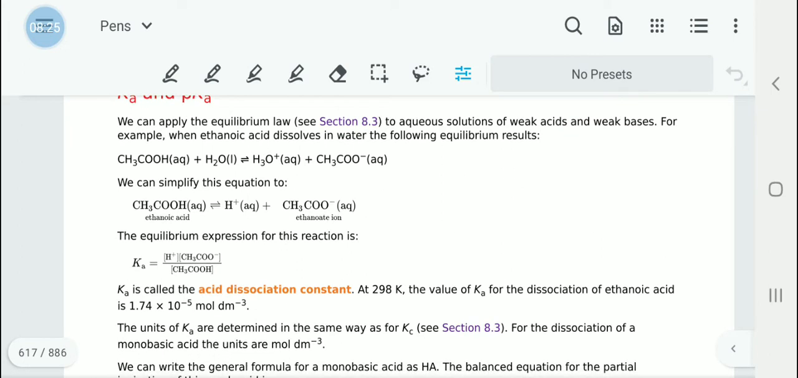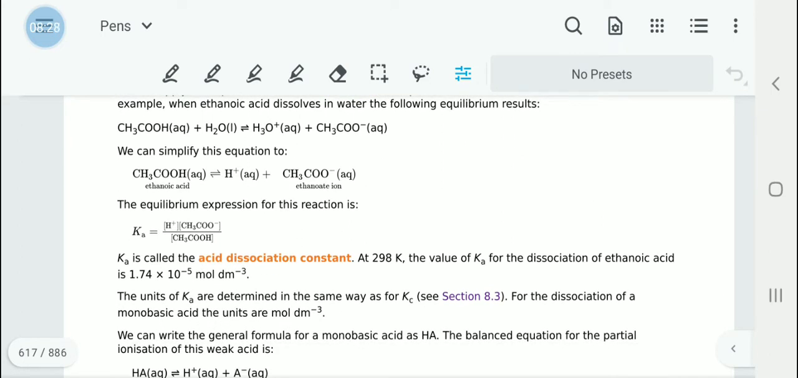So then the equilibrium expression is going to be H plus into the products over reactants. This is something that you know. Ka is referred to as the acid dissociation constant, which is going to be H plus into CH3COO minus divided by CH3COOH. So for the ethanoic acid, this acid dissociation constant is going to be 1.74 into 10 to the power minus 5 mole per cubic decimeter. It is also found in the same way as Kc.